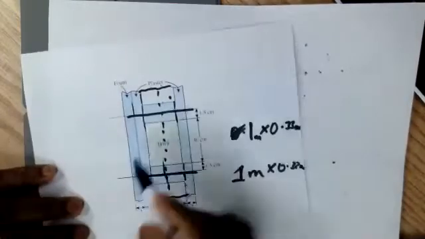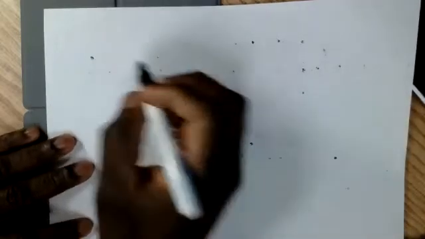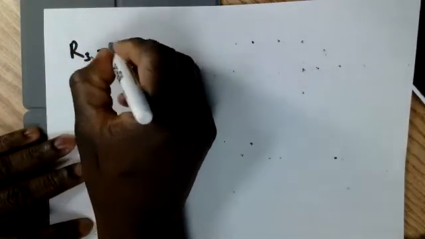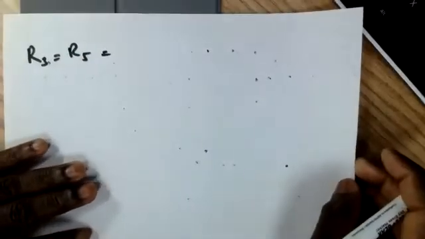Now, for R3 and R5, R3 and R5 are going to be the same here, for the length of wall that we have. They're both equal.